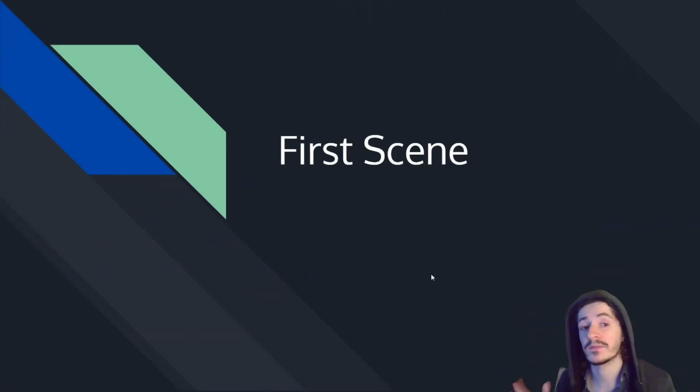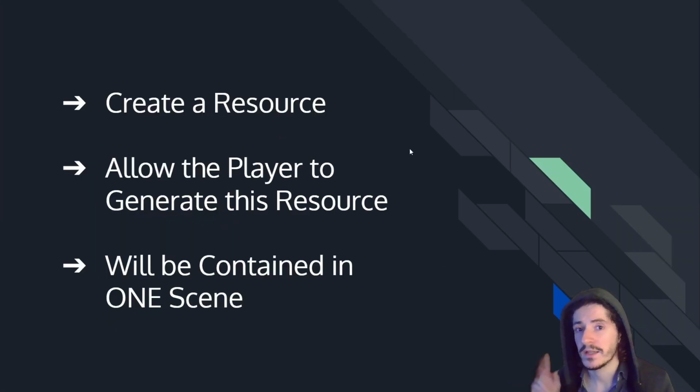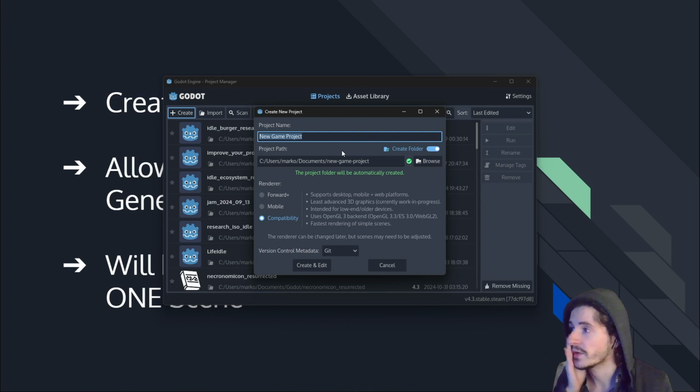So anyway, in this video, we will be making our first scene. In this first scene, we will create a resource. We will allow the player to generate this resource. And at the moment, it will be contained within one scene. So let's actually start by creating a simple Godot project.